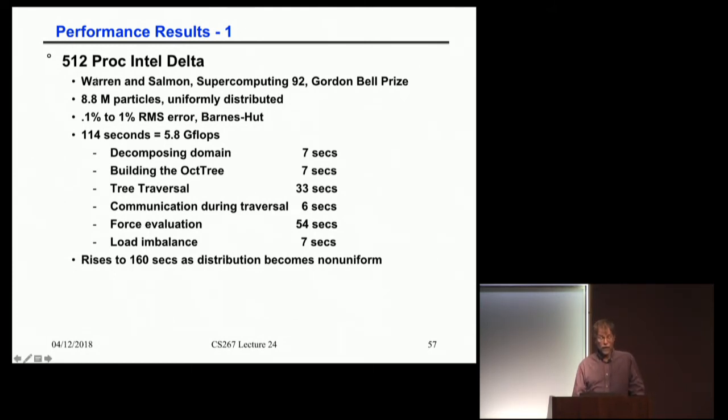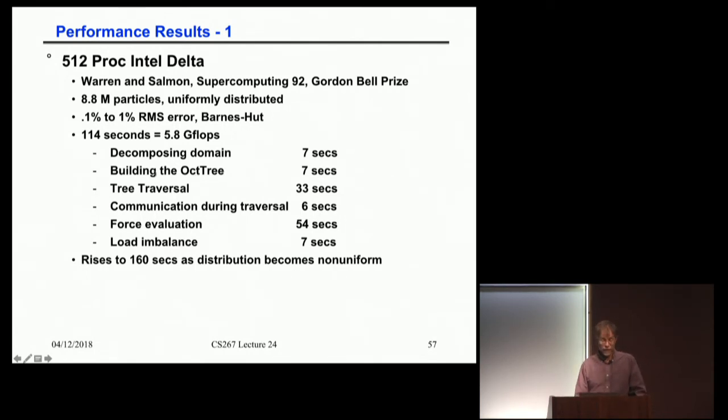So this was 512 processors, 8.8 million particles uniformly distributed. They were using Barnes Hut, and they were asking for just 2 to 3 digits. And the total run time turned out to be 114 seconds. So how did that time break down? Well, the first step, where they sent a random subset of the data to one processor to build the octree, this is a 3D octree, that took 7 seconds to estimate what the octree should look like. Then broadcasting that octree to everybody and having everybody send their particles to the final destination took another 7 seconds.